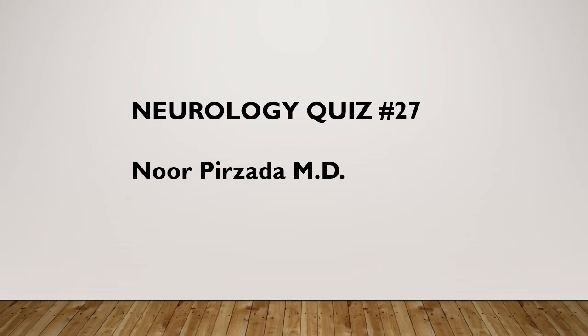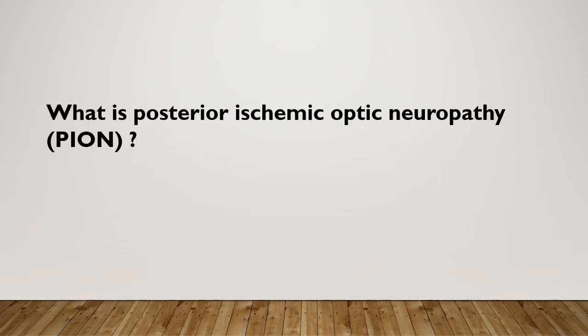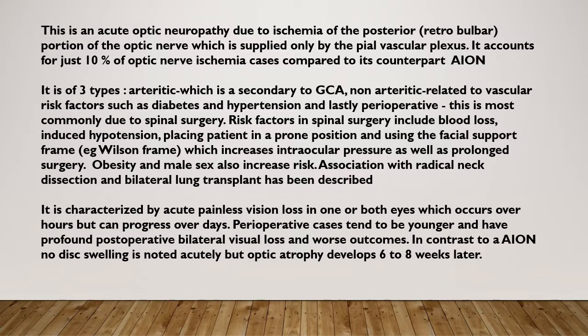Neurology Quiz number 27. What is posterior ischemic optic neuropathy? This is an acute optic neuropathy due to ischemia of the posterior or retrobulbar portion of the optic nerve, which is supplied only by the pial vascular plexus. It accounts for just 10% of optic nerve ischemia cases compared to its counterpart, anterior ischemic optic neuropathy.